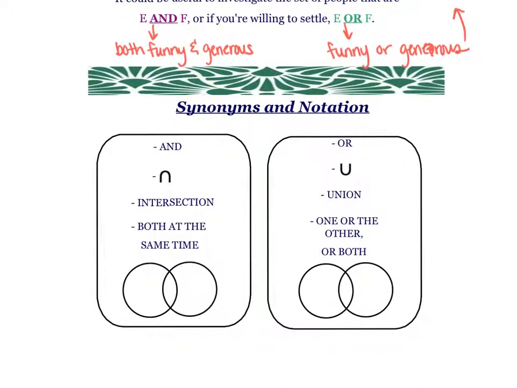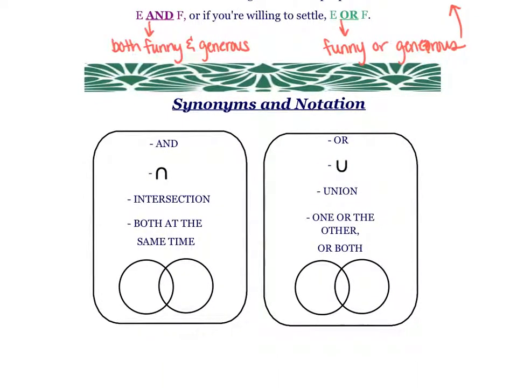Let's look at different synonyms for notation. So when I'm dealing with an and, I'm going to use this symbol here. So I would say E and F. I wouldn't write out and. It's also called an intersection, and it means both of them are happening at the same time.